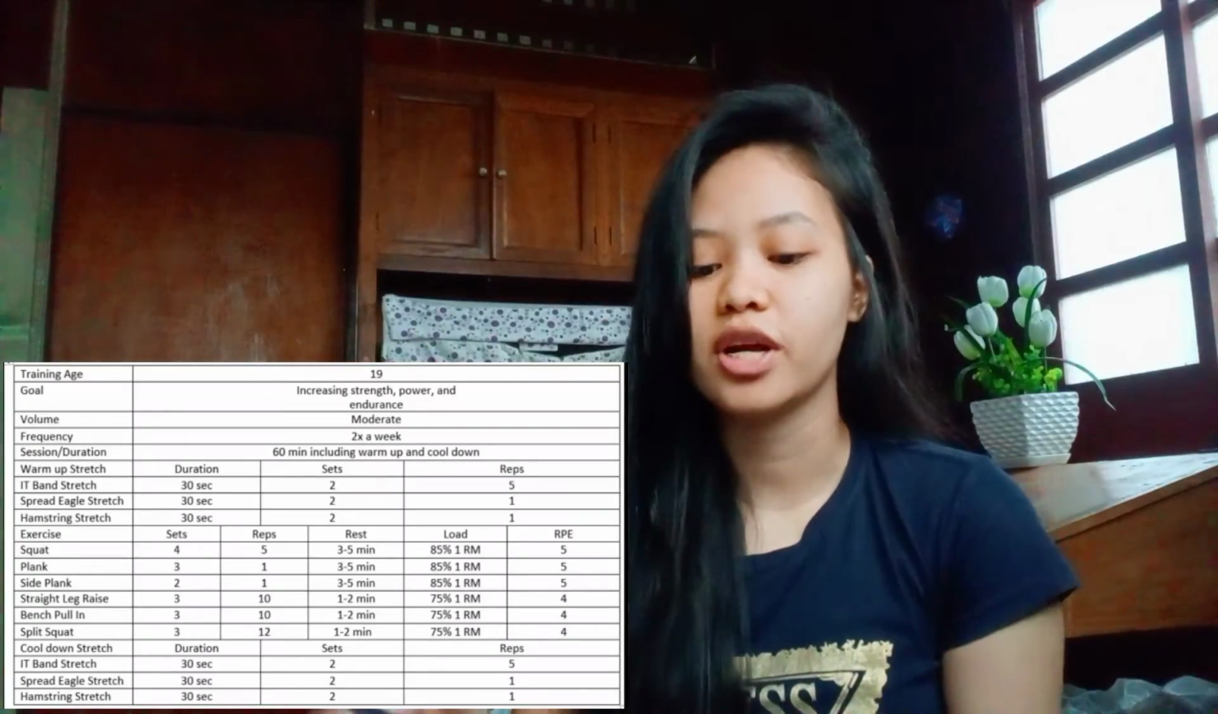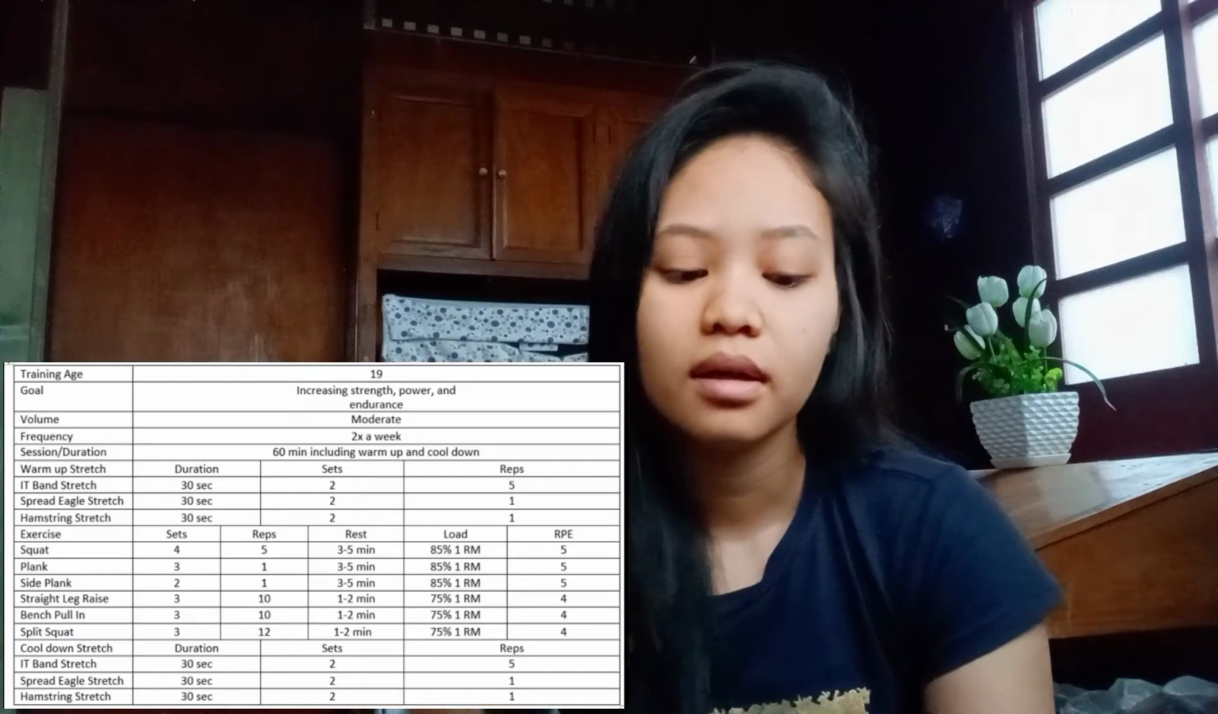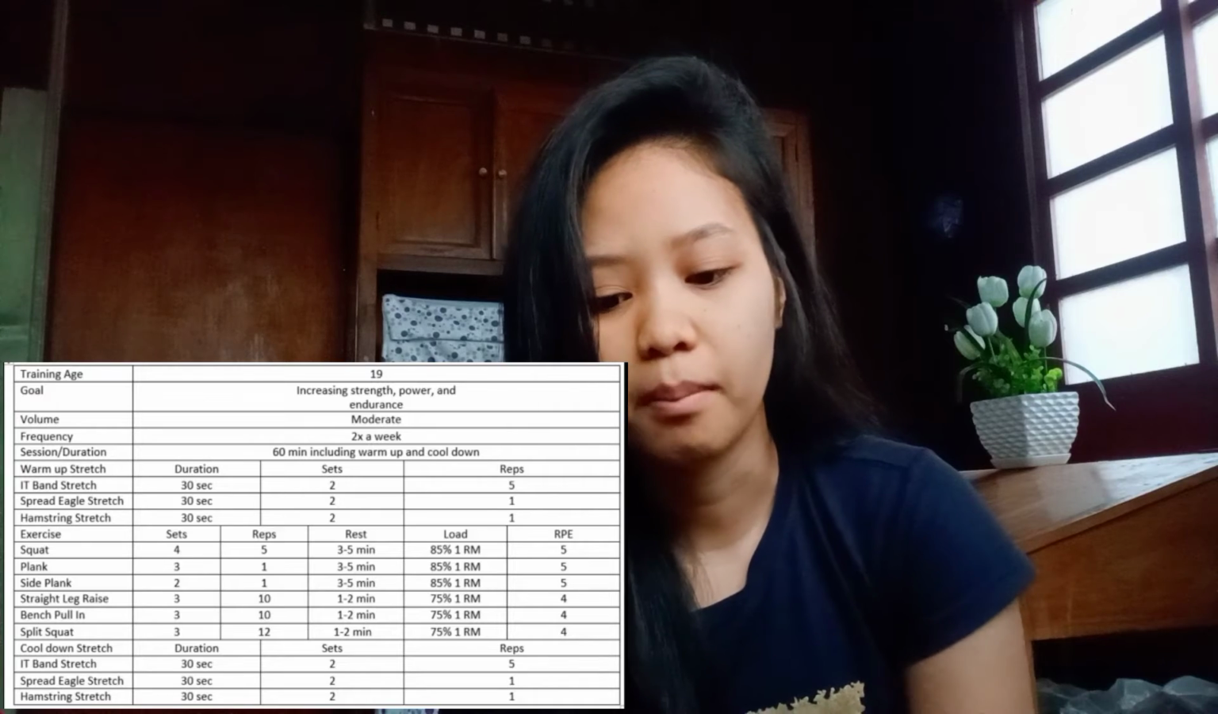Now let us proceed to the muscular resistance training prescription, another table. As you can see here, training age 19, since I'm 19. My goal is increasing strength, power, and endurance. The volume is the same as the cardiovascular, which is moderate. In the frequency part, I put 2 times a week. So cardiovascular was 3 times a week, and this muscular will be 2 times a week. In a total of 5 days, I'll be doing the exercises.